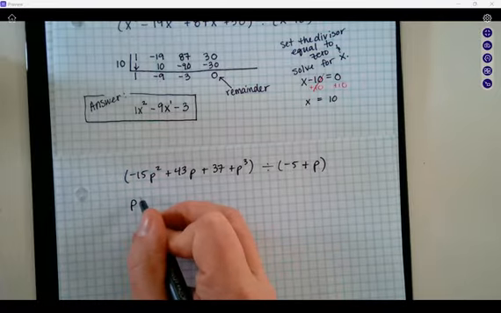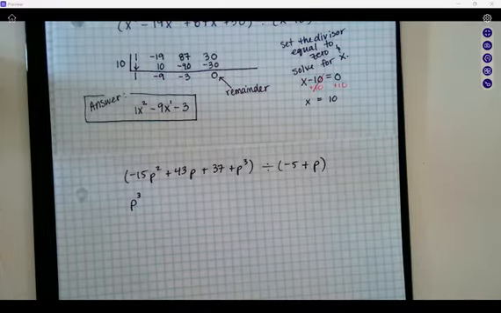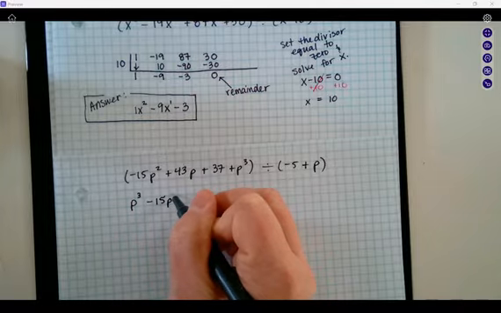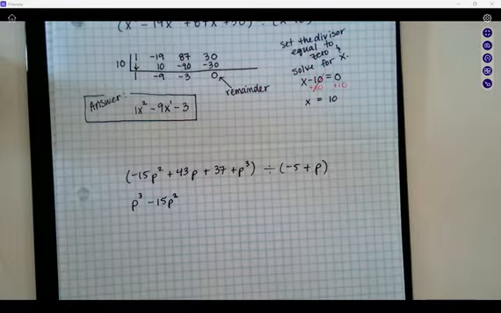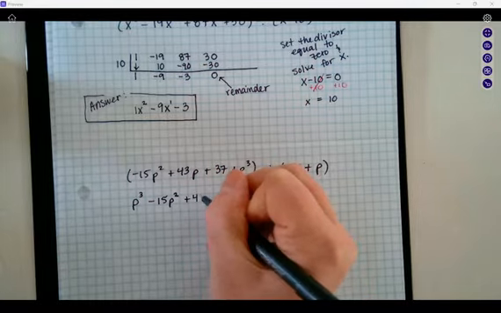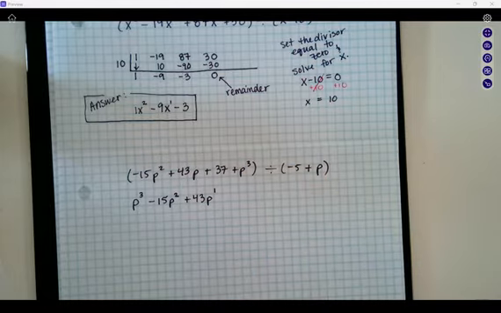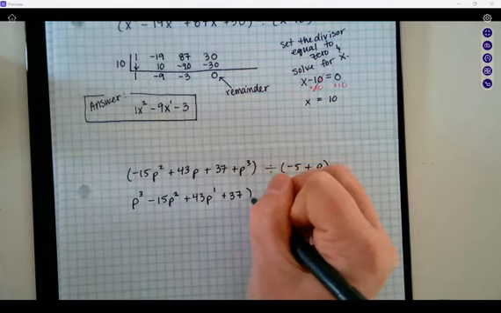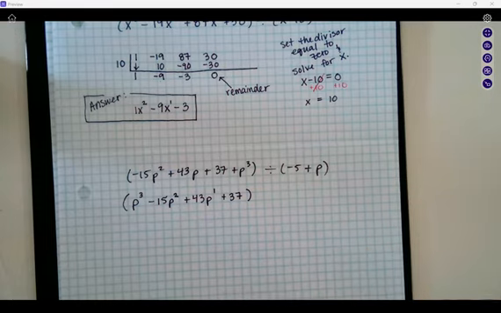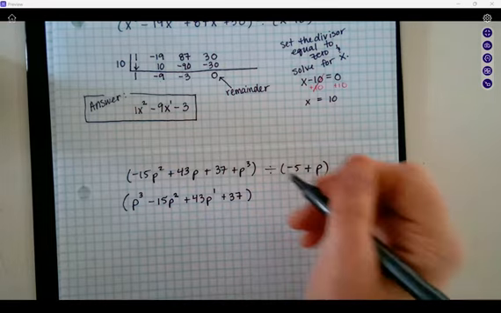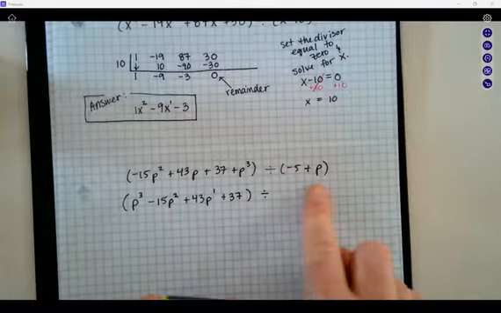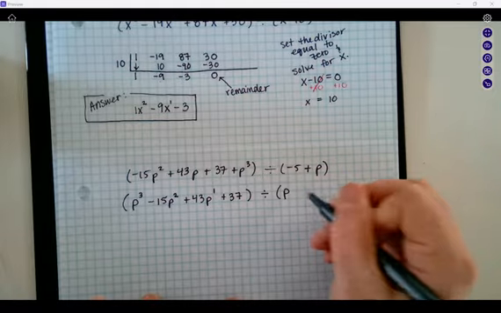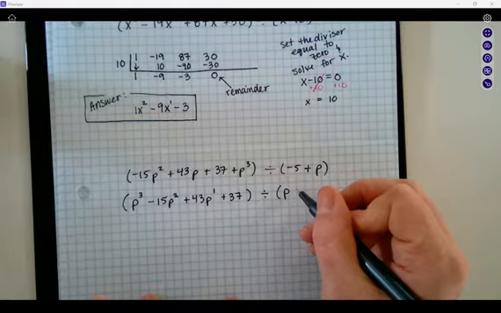So here's p cubed. Next, I need to look for my quadratic term, so that is the -15p squared. My linear term is what's next, so plus 43p to the first. And after that, it's just a constant, so plus 37. I'm going to put all of that inside of parentheses. That is being divided by the divisor. It's out of order, so I'm going to put the p first, and then I could say plus -5, but I'm just going to put -5.